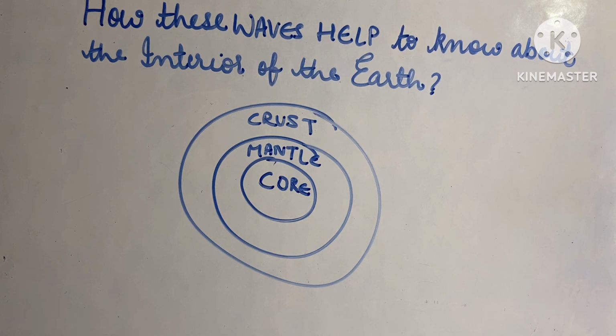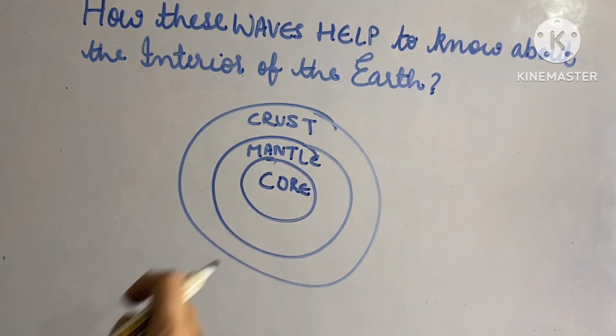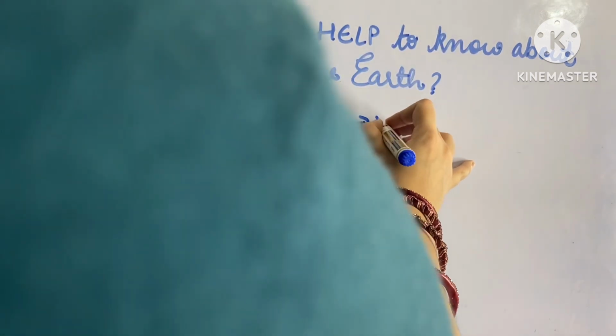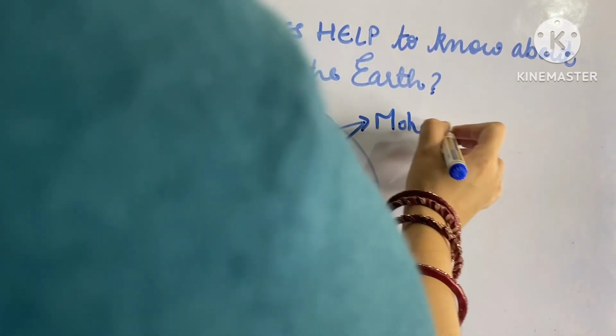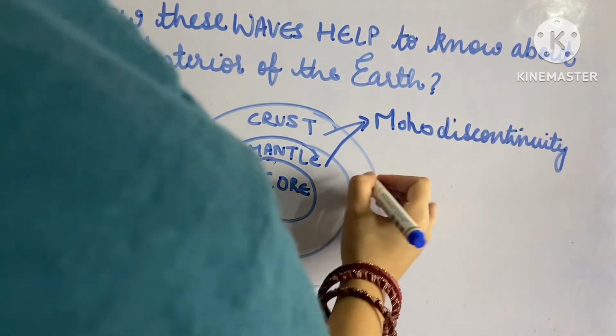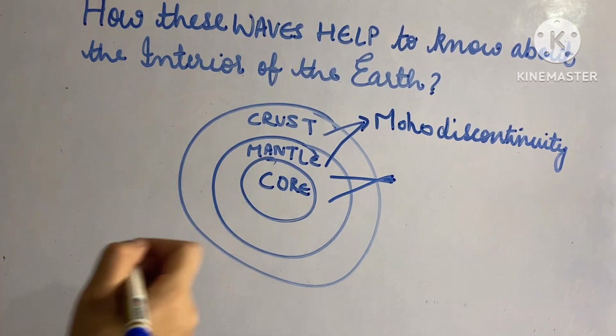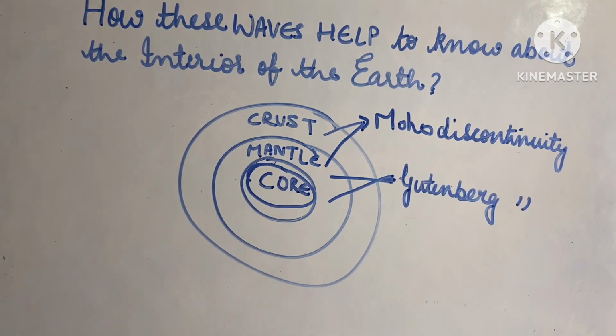When the waves move from crust to mantle and mantle to core, there is a sudden bend and change of velocity of the waves. The boundary of the crust and mantle is known as Moho discontinuity, and the boundary of the mantle and the core is known as Gutenberg discontinuity. The core is further divided into two parts, inner core and outer core. The inner core is solid and the outer core is liquid.